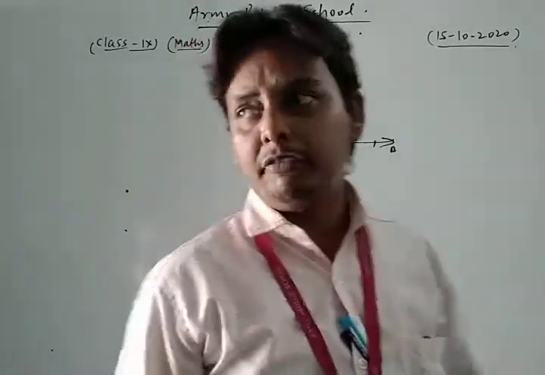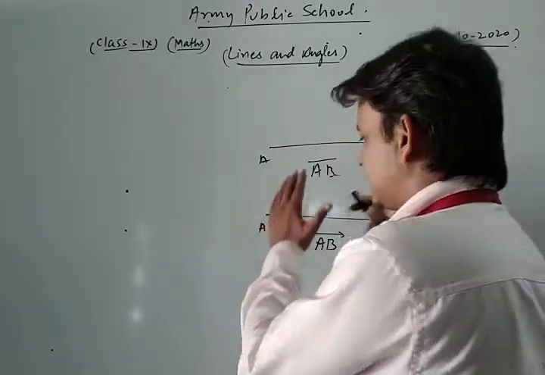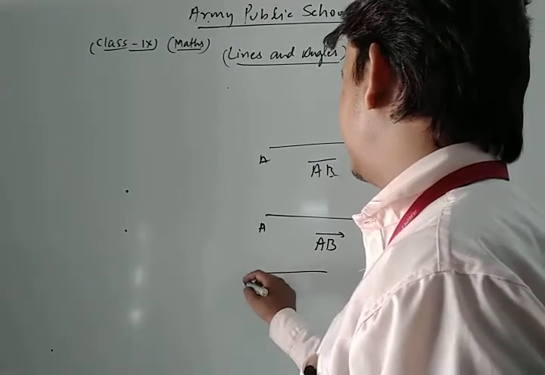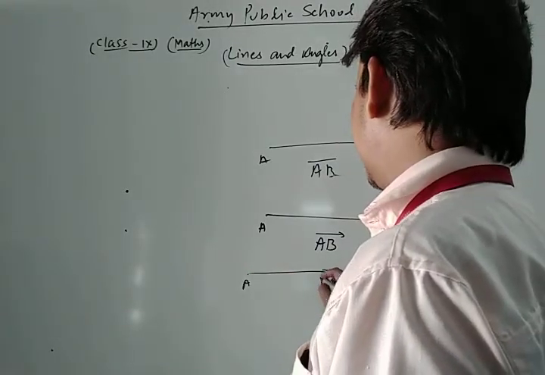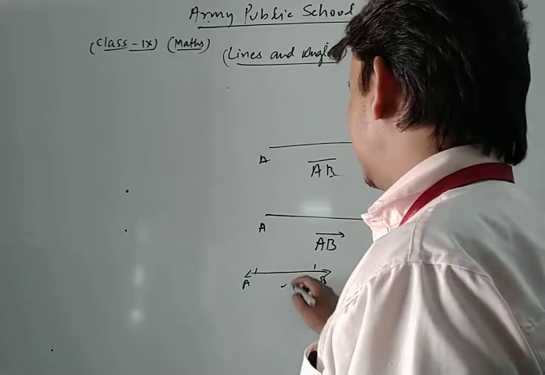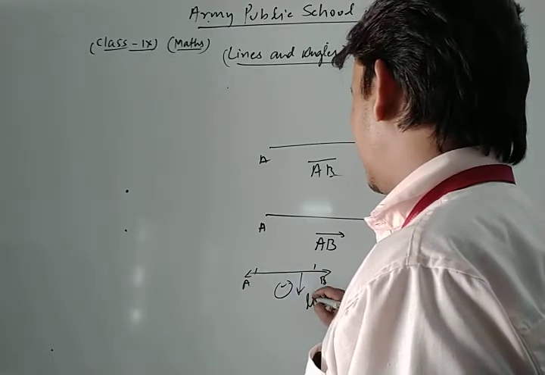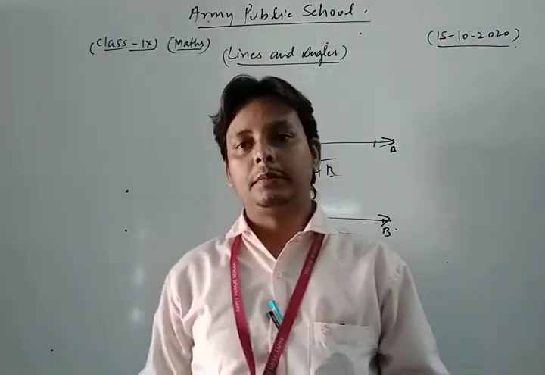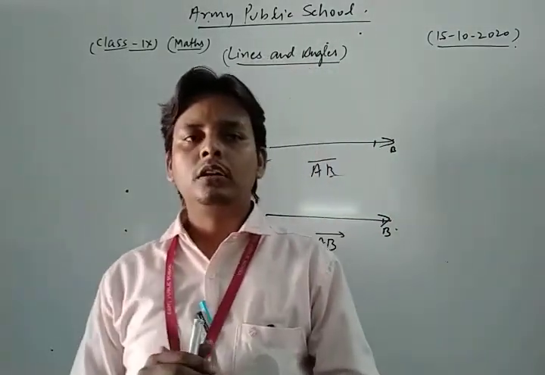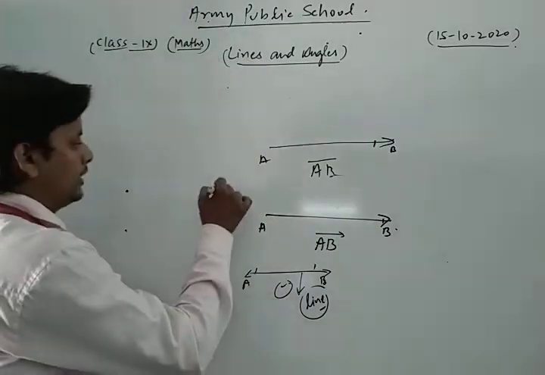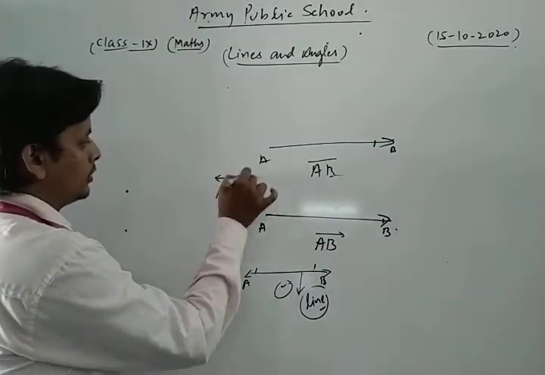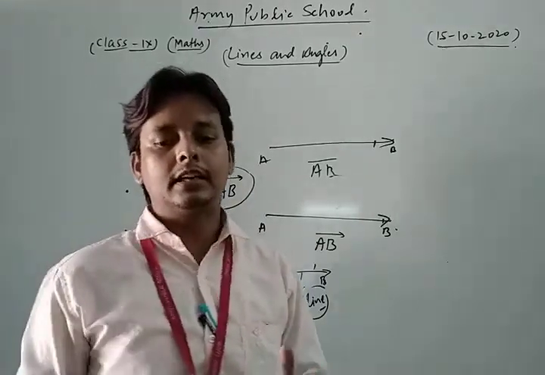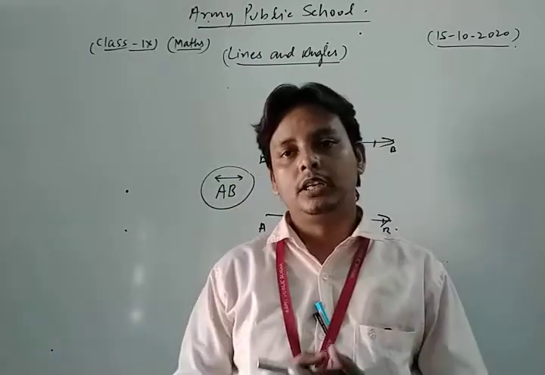Now dear friends, if any line segment is extended in both directions, in this way, suppose this is the line segment, if it is extended in both directions, then it is said to be a line. So a line extends in both directions, and it is denoted in this way. This is the notation of line AB.